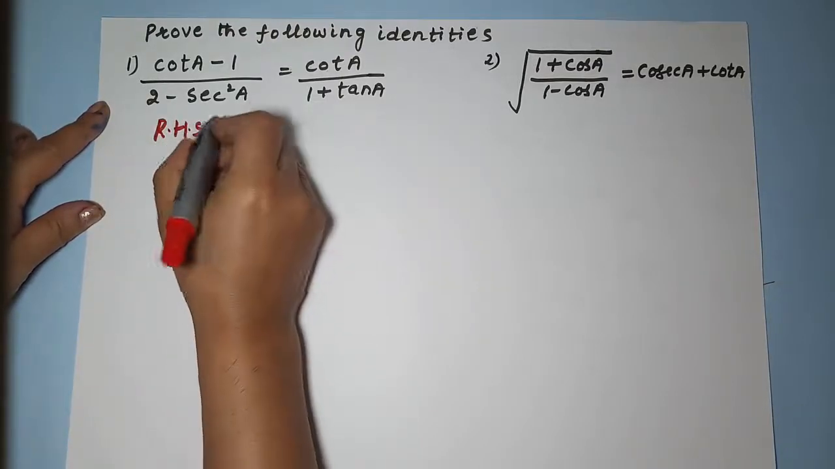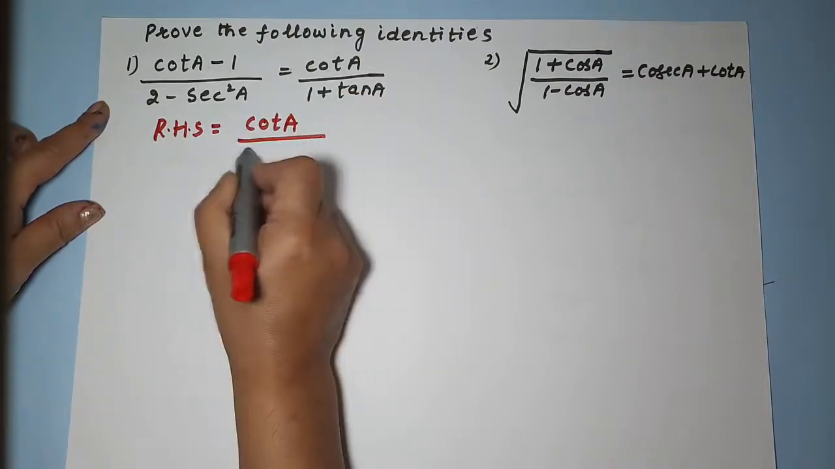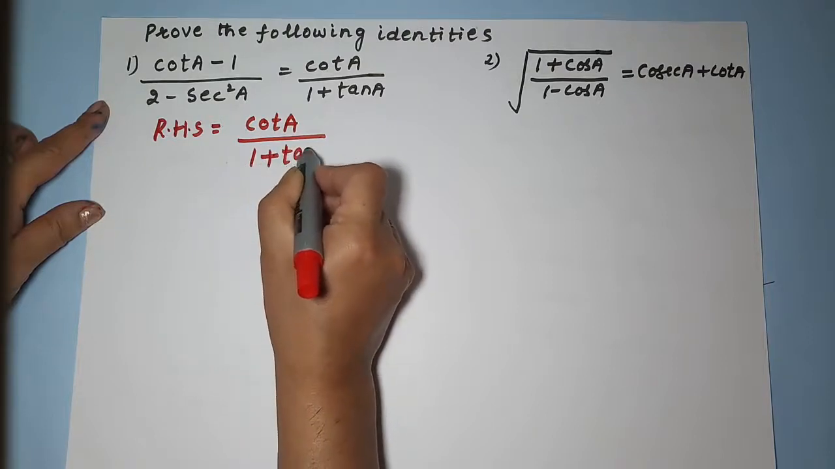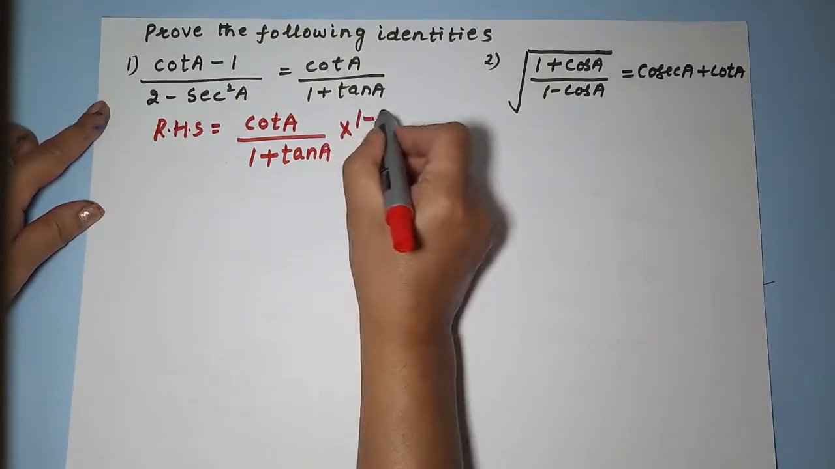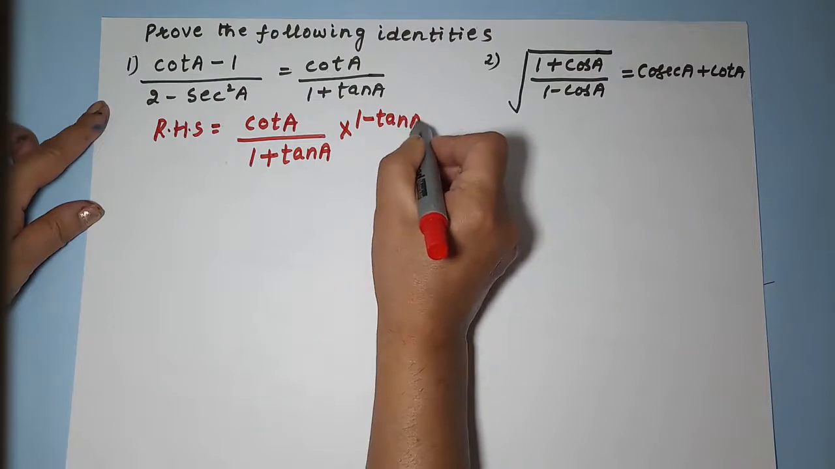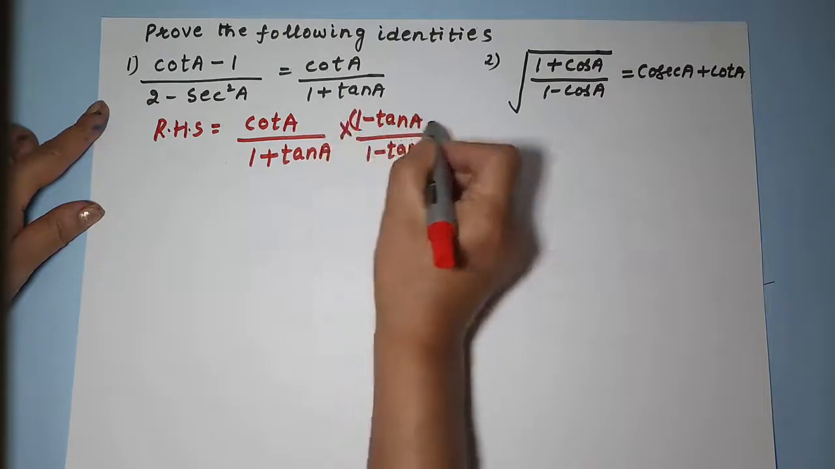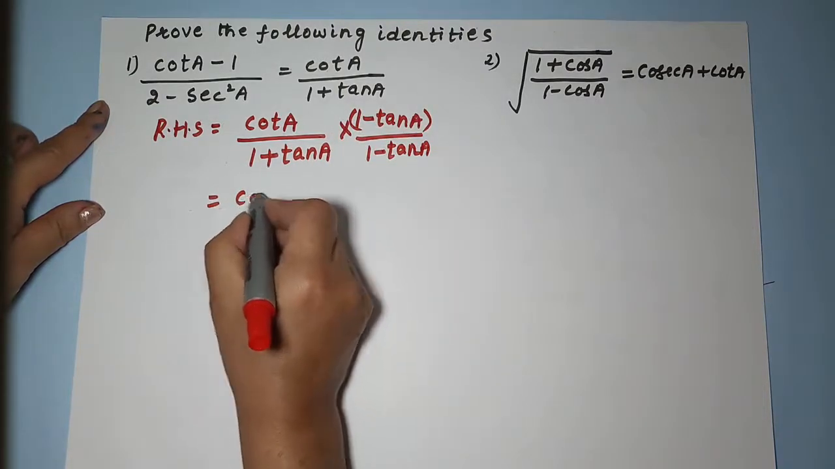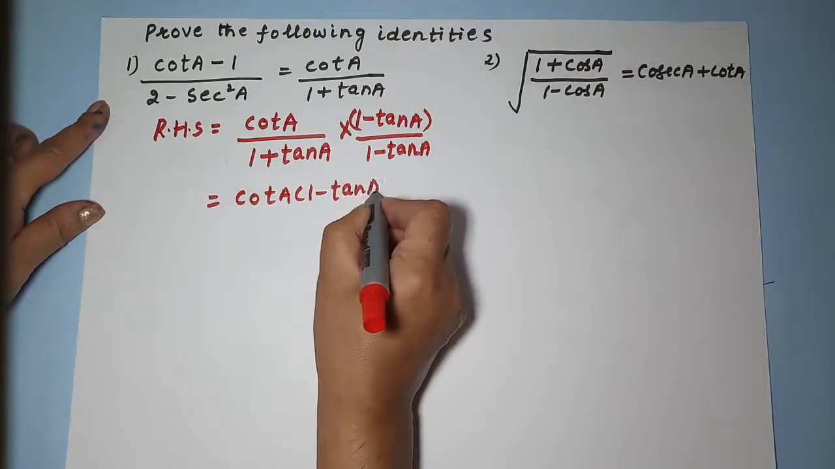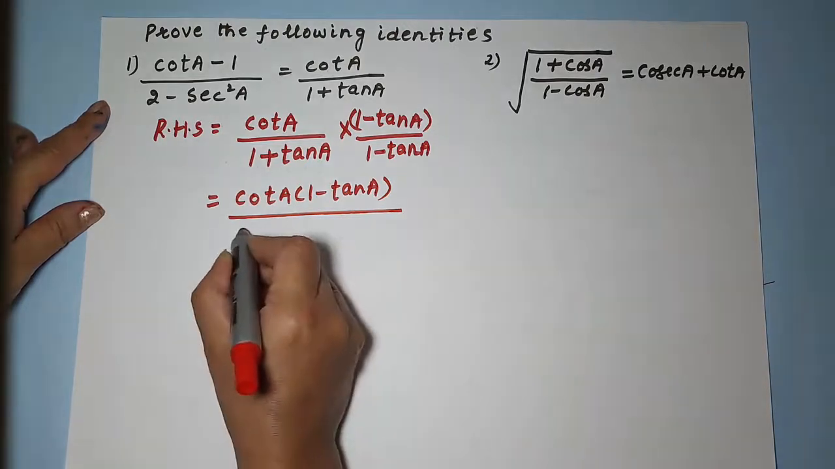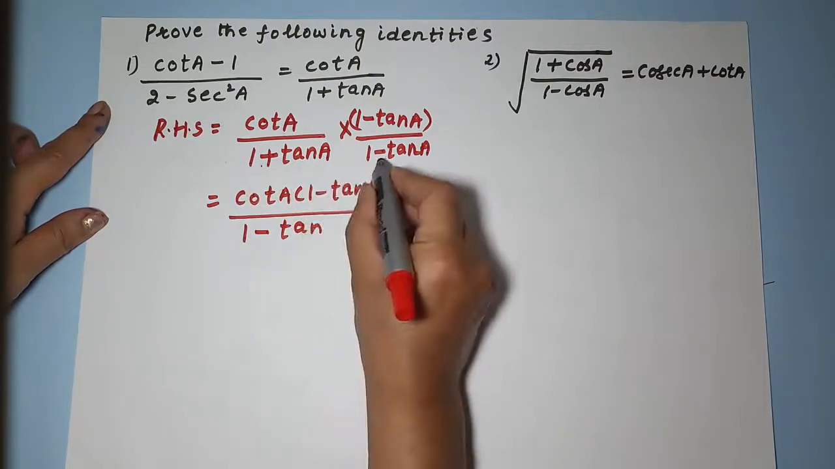Right hand side, we have cot A upon 1 plus tan A. So we will rationalize this. How do we rationalize? Multiply by 1 minus tan A upon 1 minus tan A. So what will I get? I will get cot A into (1 minus tan A), and in the denominator I am getting 1 minus tan square A, because it is (A plus B) into (A minus B).